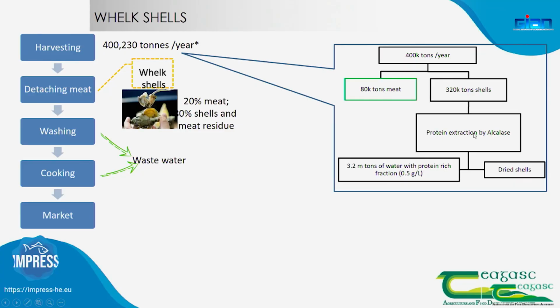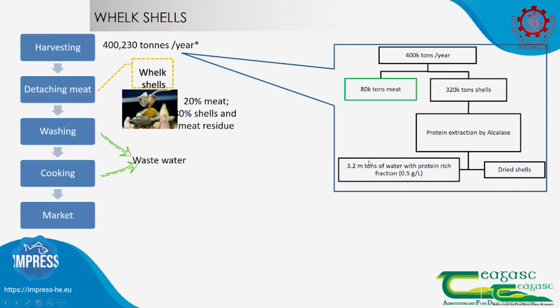So 320,000 tons of shells, protein extraction by using enzymes. You can get 3.2 million tons of water with the protein rich fraction, that is 0.5 grams per liter, that is 0.05% of protein in that particular wastewater. So that goes as a waste, and you have dried shells. Now, this is what statistics comes from the industry when they are processing it. So that's the problem that you have.